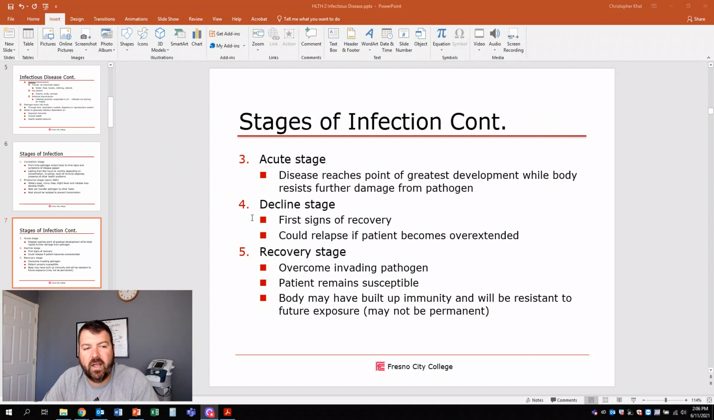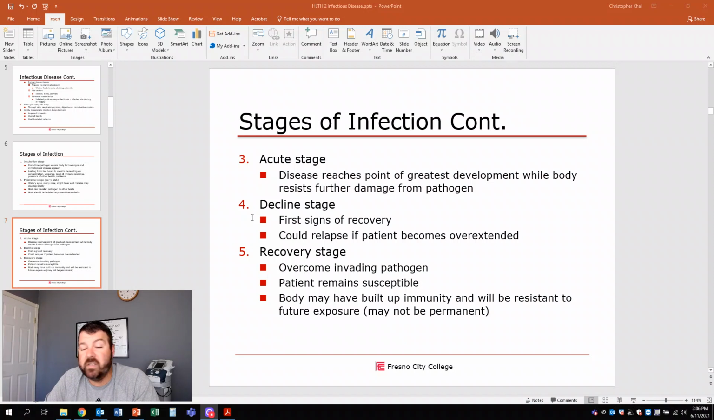Okay, I'm sorry, there's 5 stages. The third stage is the acute stage. The disease reaches the point of greatest development while the body resists further damage from pathogens. So this is you feeling your absolute worst at the acute stage.